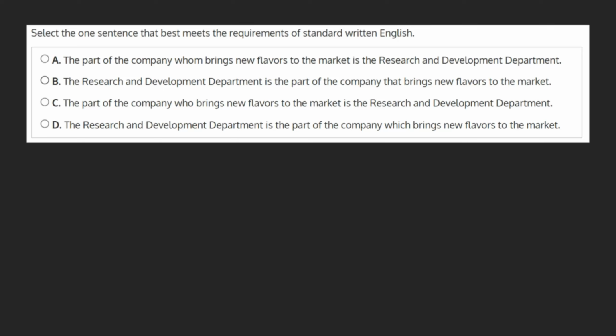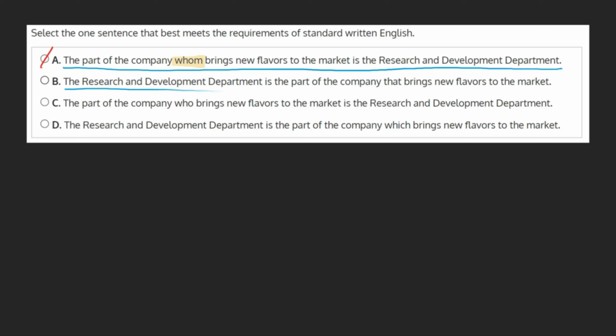Select the one sentence that best meets the requirements of standard written English. A. The part of the company whom brings new flavors to the market is the research and development department. Who and whom are used when referring to people. As the research and development department is not a person, we can mark this choice off.